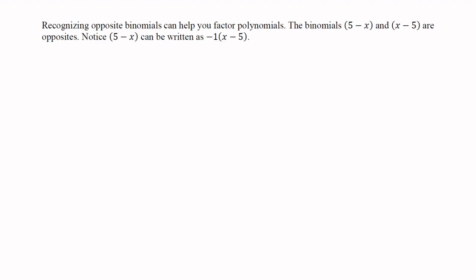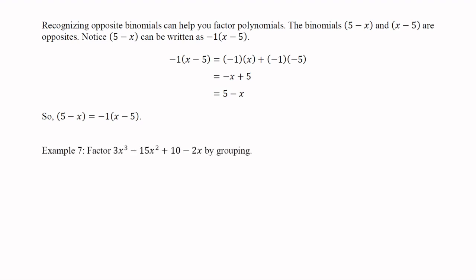Addition is the same no matter what order you put things in. That is not the same for subtraction. 5 minus x is not the same as x minus 5. But we can have something that looks similar by pulling out the negative 1. So let's take a look at this. Negative 1 times x minus 5 is the same as negative 1 times x plus negative 1 times negative 5, which gives us negative x plus 5, which is 5 minus x. So 5 minus x is the same as negative 1 times the quantity x minus 5. So let's use this in this example.